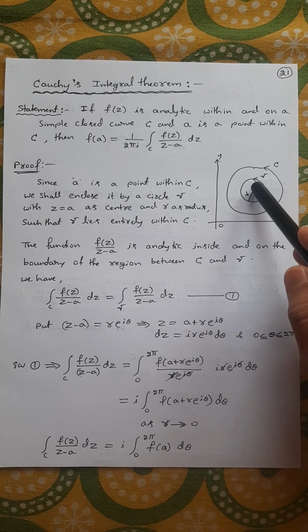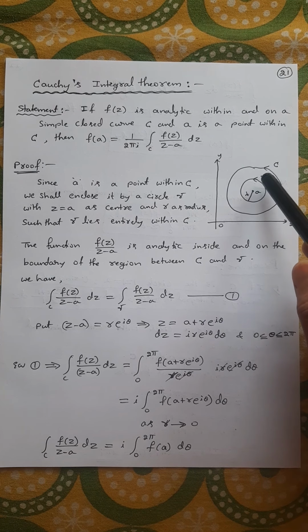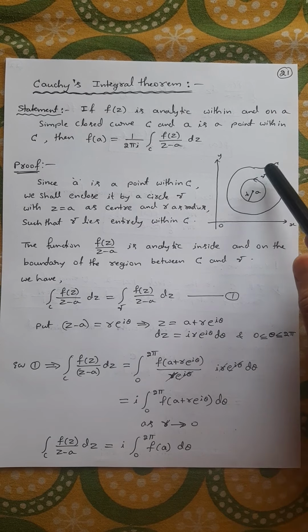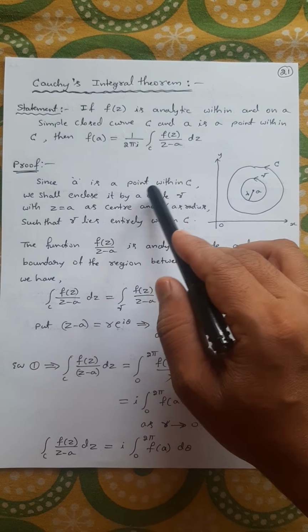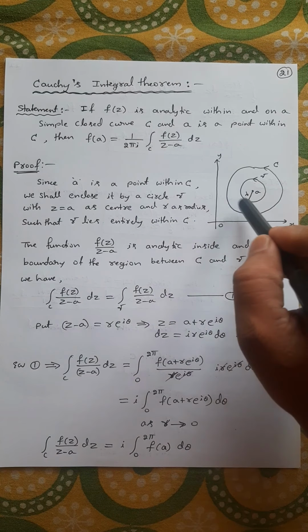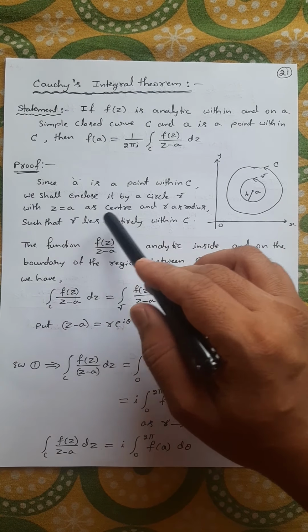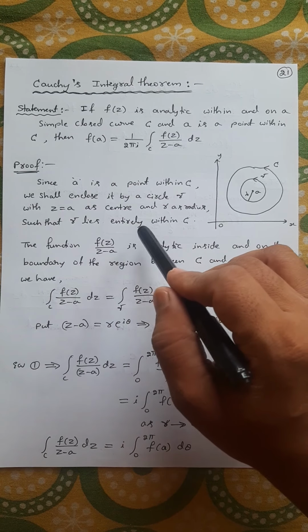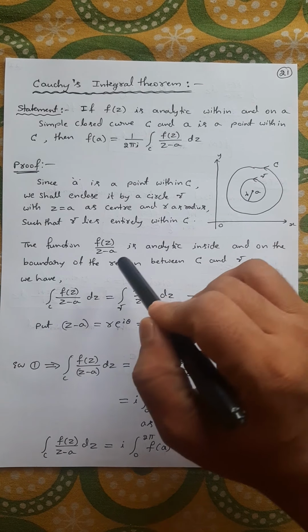Take the center point a and radius r, and enclose it by a circle gamma, inside the curve C. Since a is a point within C, we shall enclose it by a circle gamma with z equals a as center and r as radius, such that gamma lies entirely within C.